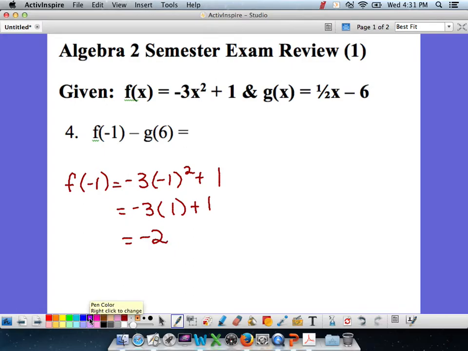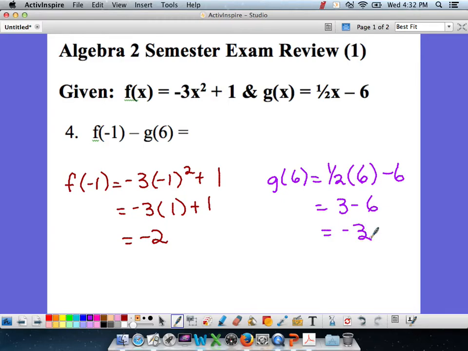Now I'm going to go and find g of 6. I go to my function g, and right here where there's an x, I plug in 6. So this is 1/2 times 6 minus 6. 1/2 of 6 is 3, minus 6 is negative 3. So we found that f of negative 1 is negative 2, g of 6 is negative 3.